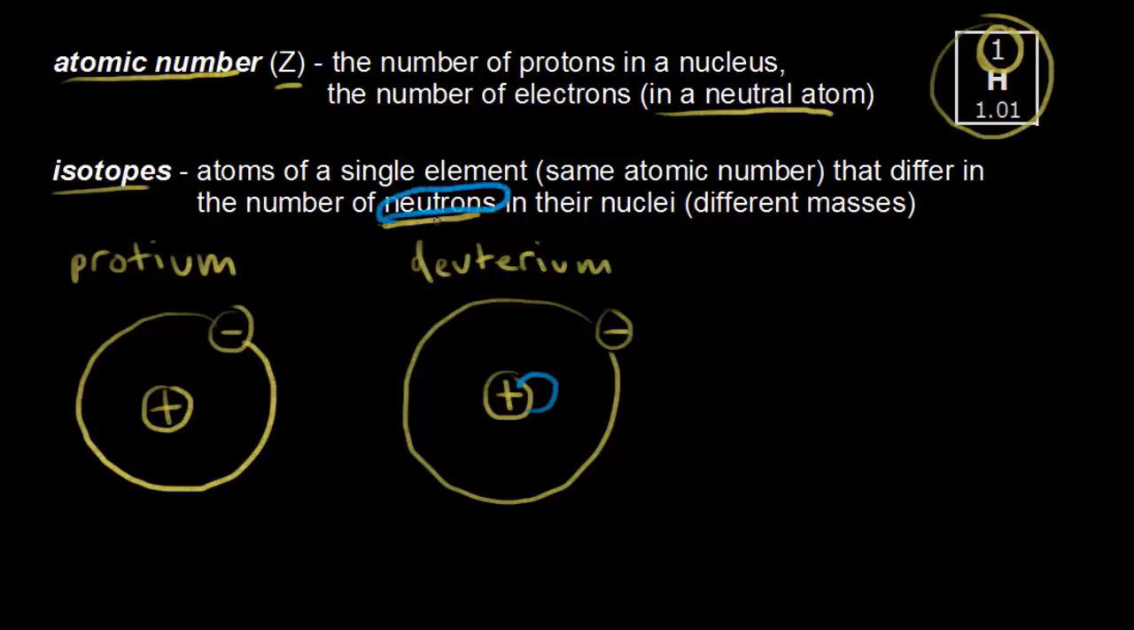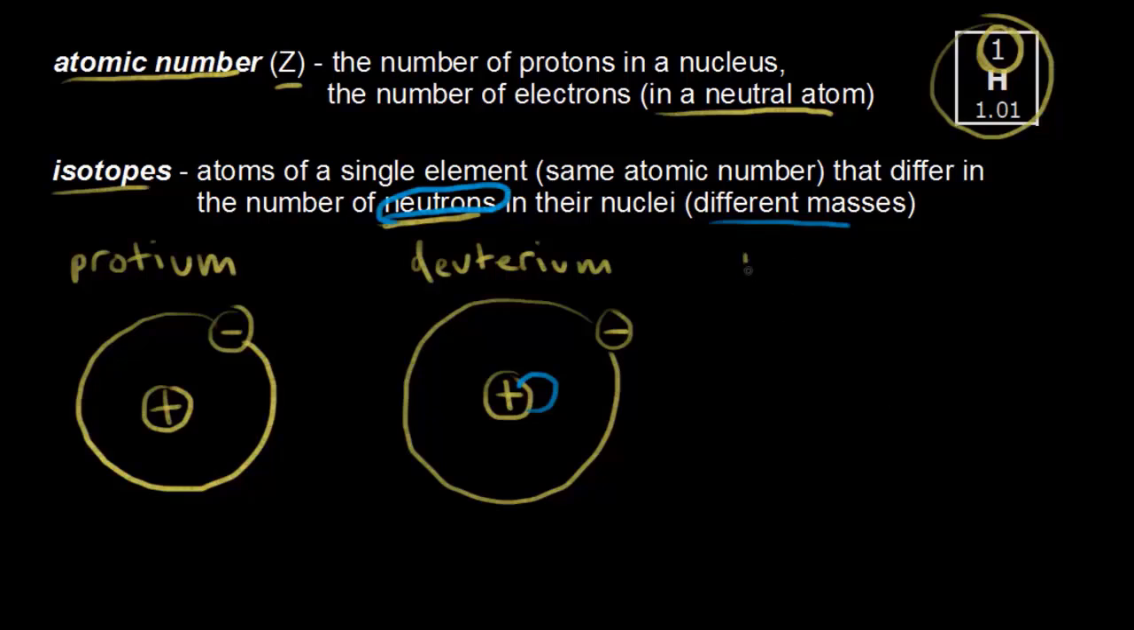So deuterium has 1 neutron, and since neutrons have mass, deuterium has more mass than protium. So isotopes have different masses because they differ in terms of number of neutrons. Notice, though, that they have the same atomic number. They have the same number of protons in the nucleus, right? It's 1 proton in the nucleus. And that's important because if you change the number of protons, you're changing the element. And that's not what we're doing here. We're talking about atoms of a single element. Deuterium is still hydrogen. It's an isotope.